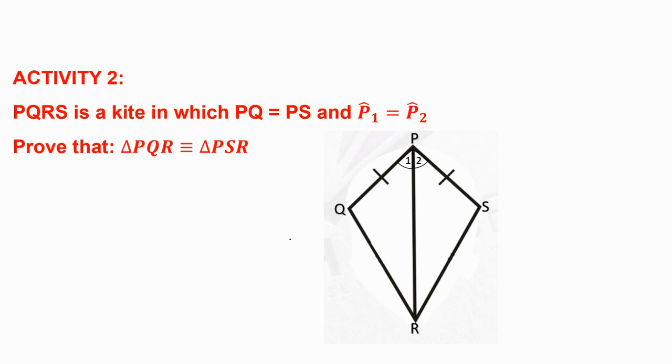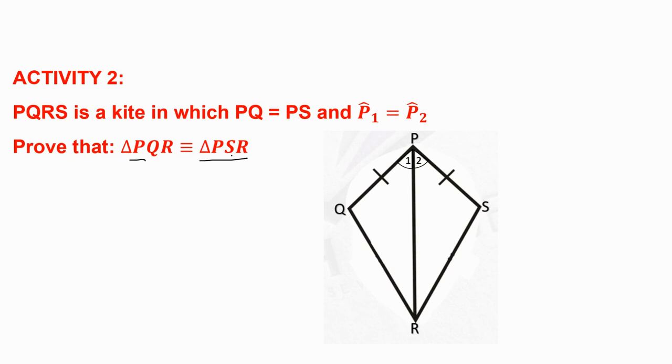PQRS is a kite in which PQ is equal to PS and P1 is equal to P2. Prove that triangle PQR is congruent to triangle PSR. Let's try that. Just pause the video for 5 minutes and try to do it.